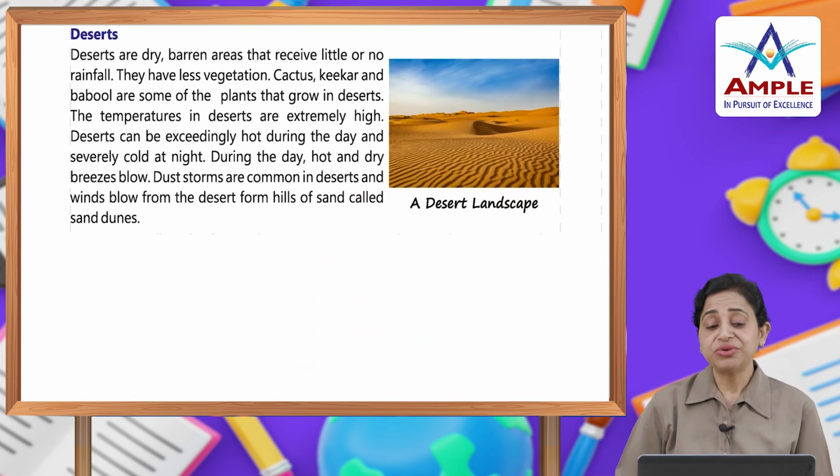Deserts. Deserts are dry, barren areas that receive little or no rainfall.